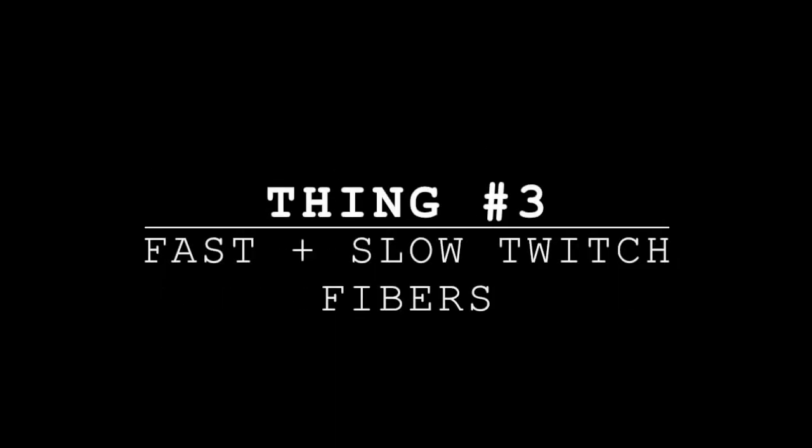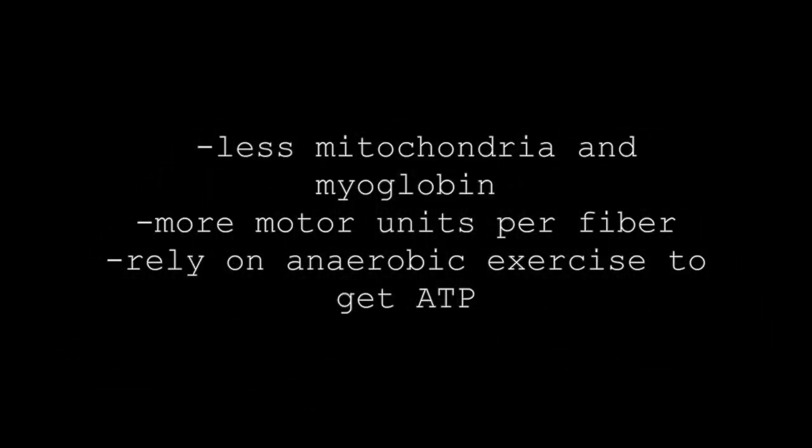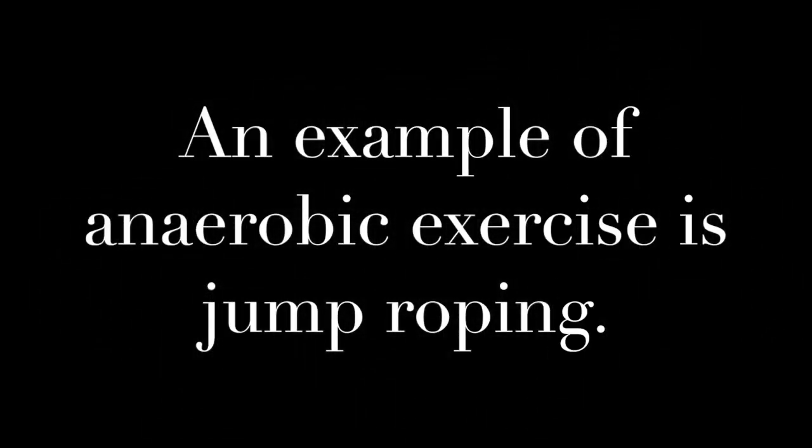The last part of muscle contraction is fast and slow twitch muscle fibers. Fast twitch muscle fibers have less mitochondria and myoglobin, but each motor unit has more fibers. Fast twitch fibers rely on anaerobic methods to get ATP. One form of anaerobic exercise is jump roping.